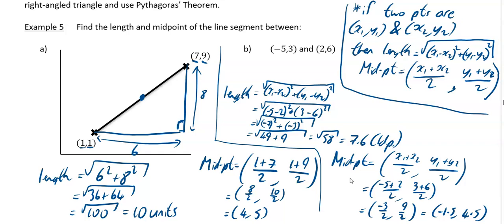Okay, so we now know how to test if a point is on a line, and we also know how to find the length and the midpoint when you're given 2 points on a line segment, or the length between 2 points and the midpoint of 2 points if you're just given those 2 points.